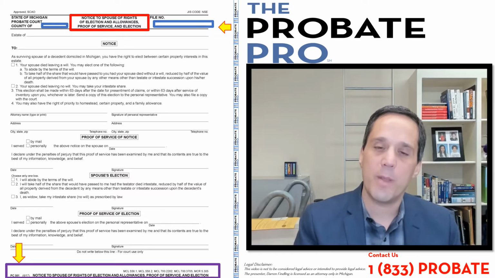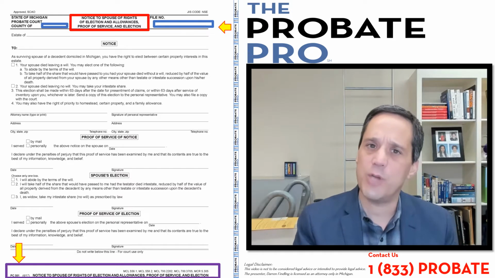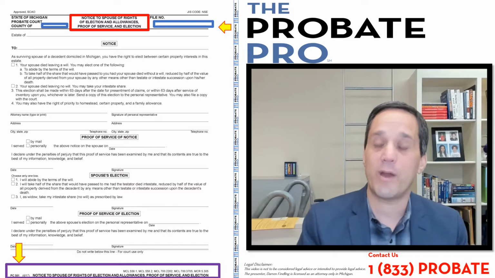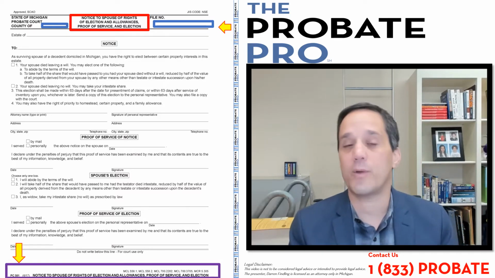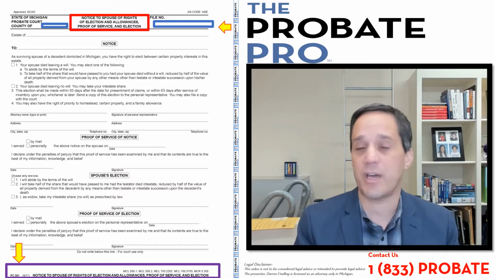So for example, the personal representative has a responsibility in this form to give notice to the spouse of various rights that they have, whether they want to elect against the will, accept the terms, whether they want to assert their dower rights, exemptions, or allowances under the statute.